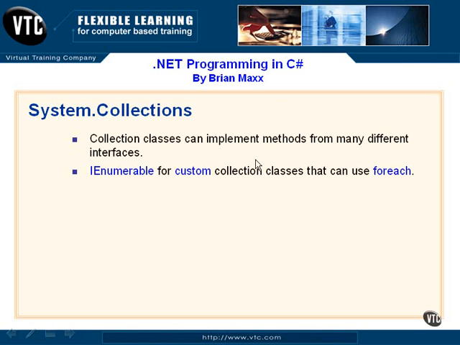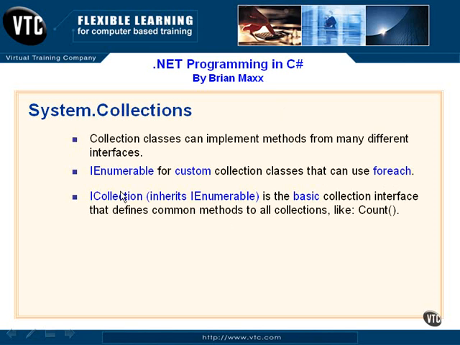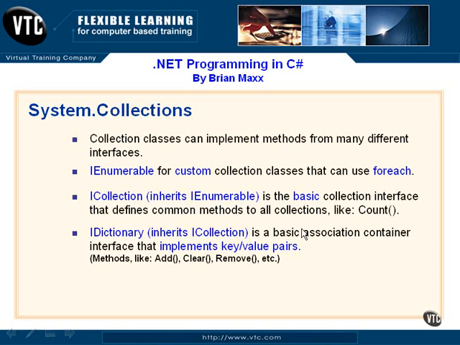Interfaces like IEnumerable, this is going to be for custom collection classes. This can use foreach. We'll see this later, the IEnumerable. ICollection is going to inherit from IEnumerable, and this is the basic collection interface that's going to define common methods to all collections, like Count, for example. ICollection inherits IEnumerable. So we see our hierarchy developing.